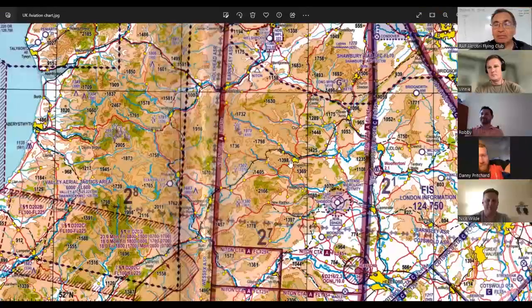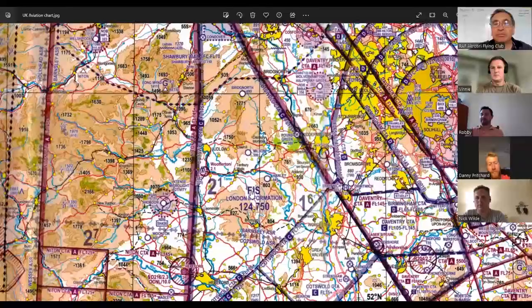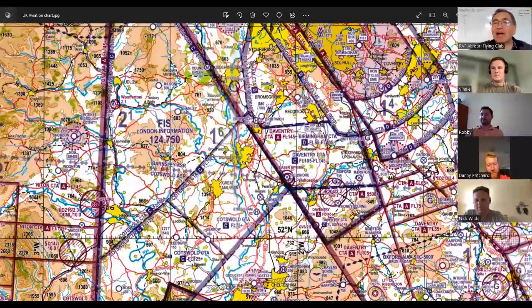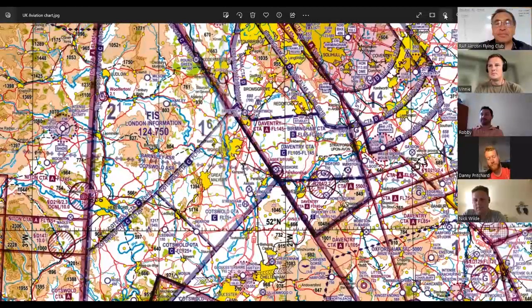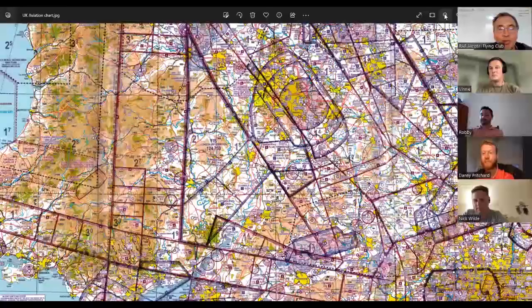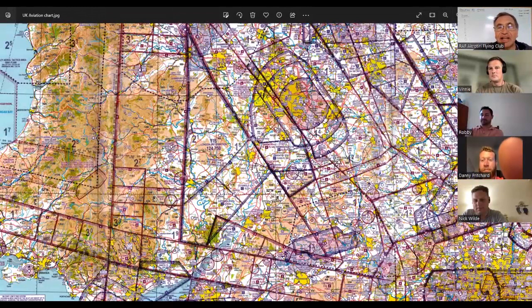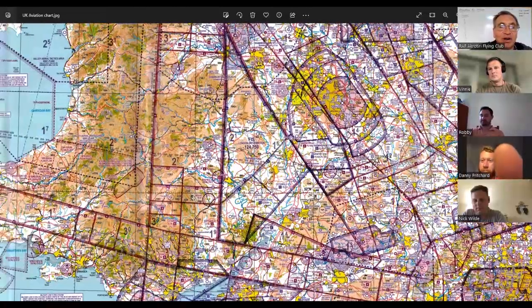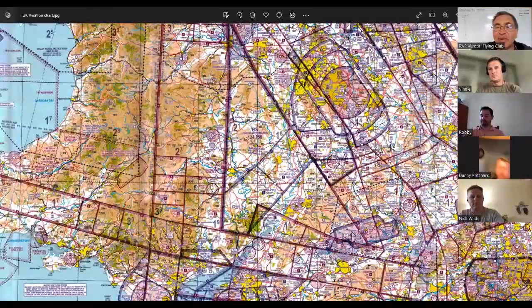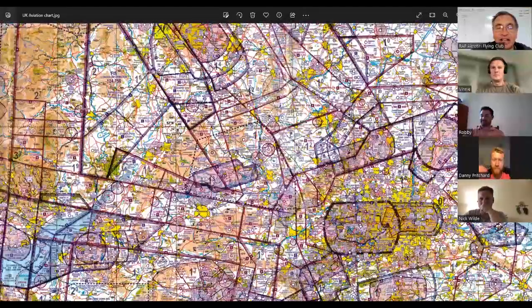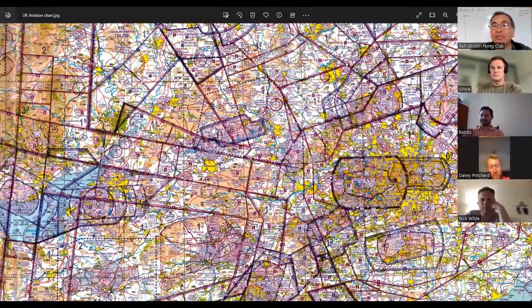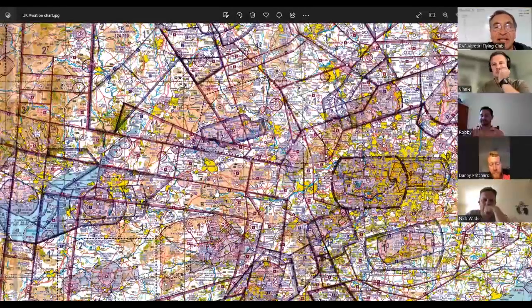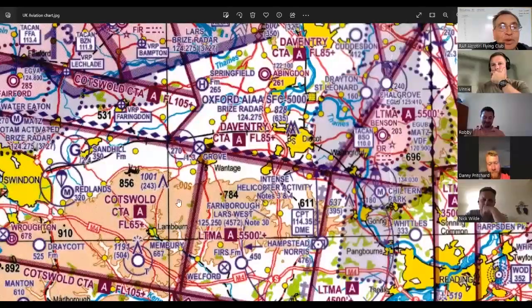But let's look at the map and see if we can find some of these different classes of airspace. Can you see the map has got lots of purple lines on it all over the place? Now these purple lines, these straight lines, are all the different airspace boundaries on the map. So let's just see if we can find a few that we can zoom in on. Well, here's some over the top of Swindon.